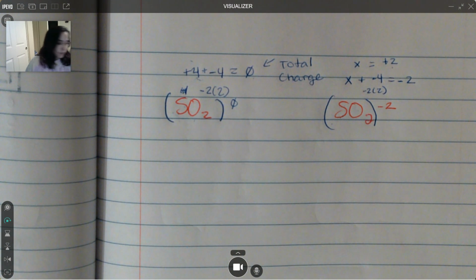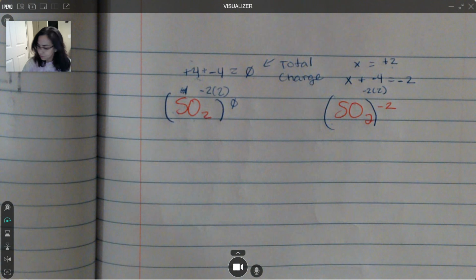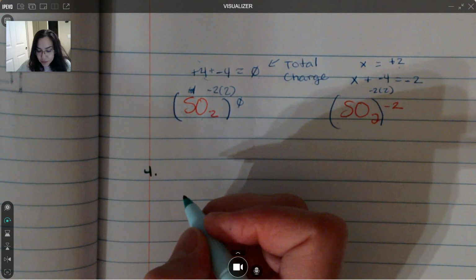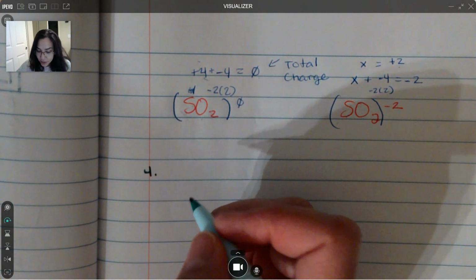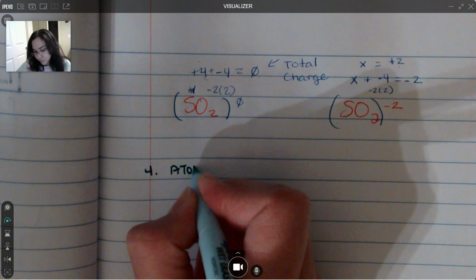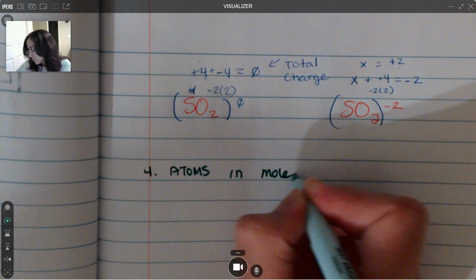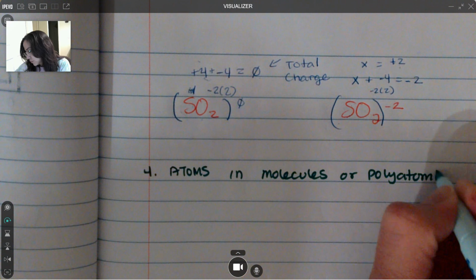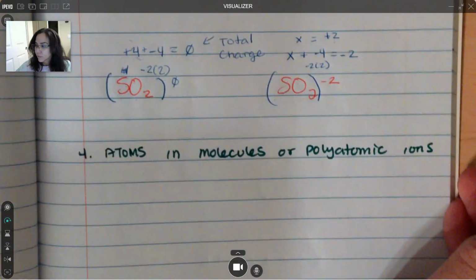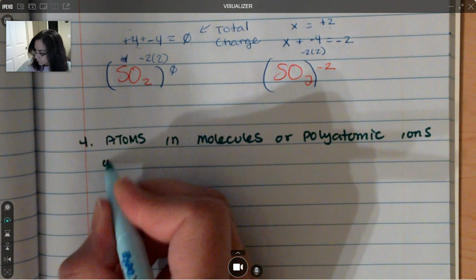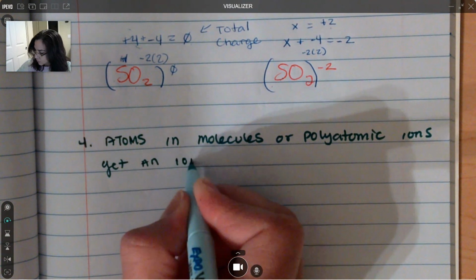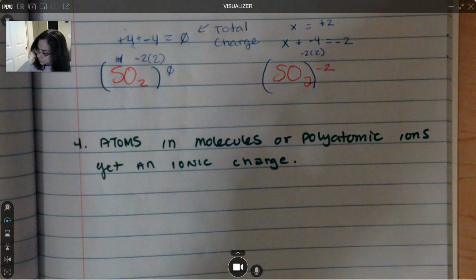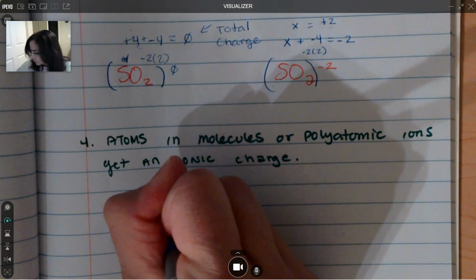Let's go on to the next one. Next, rule number 4, is that atoms and molecules or polyatomic ions get an ionic charge. So here's our example.